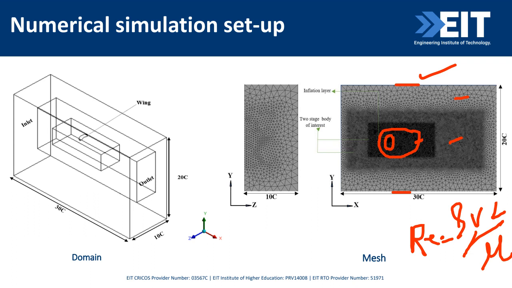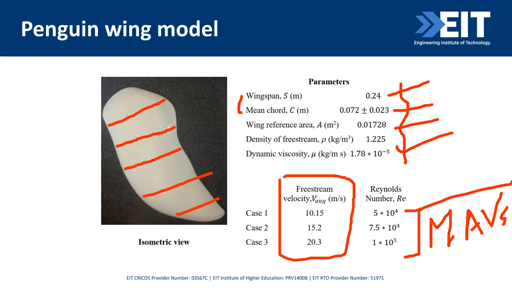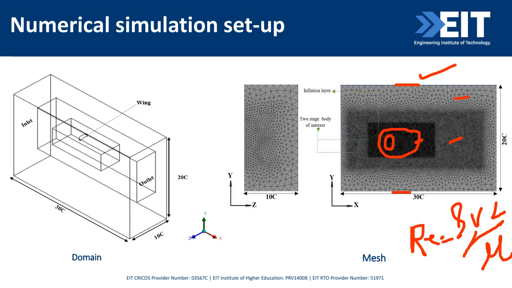So in the case of an aerofoil, or maybe in the case of a penguin, what length should we put? That is the chord length we should put. The chord length we should put to estimate the Reynolds number. So that is how we calculated the Reynolds number.